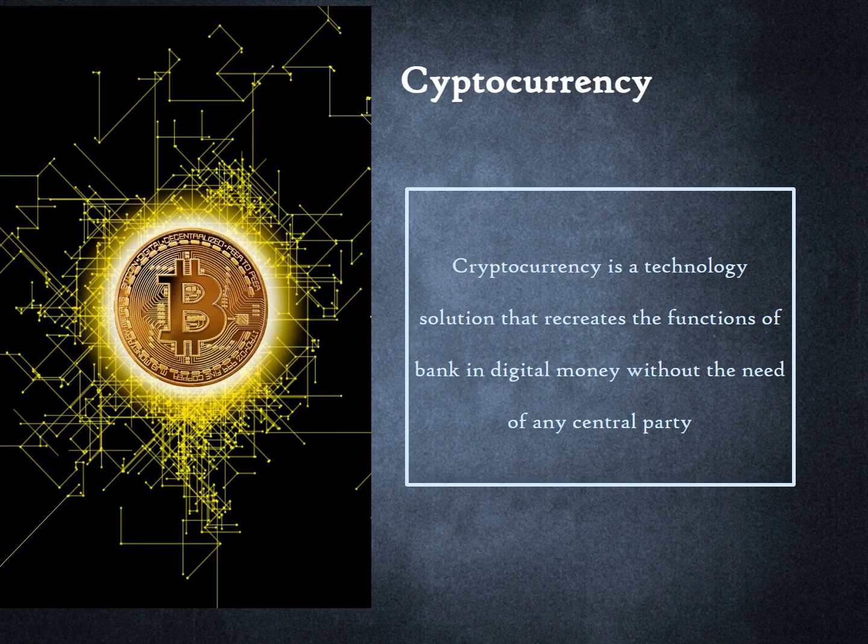Cryptocurrency is a technology solution that recreates the functions of a bank and digital money without the need of any central party. Learning how the technology solves for the banking functions like secure access and prevention of double spending is outside the scope of this lesson. The takeaway is that cryptocurrency technology recreates the properties of digital money without the need of any trusted record keeper.